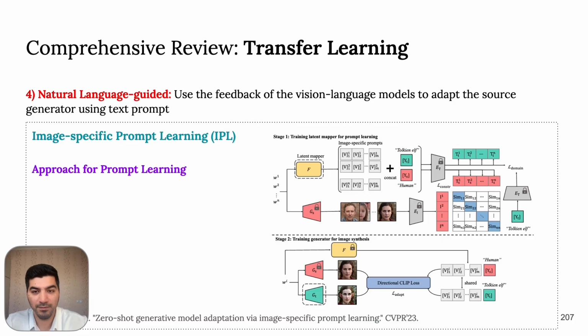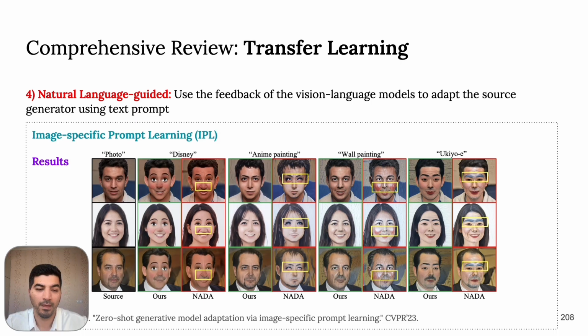These image-specific prompts are being added to the prompt we already have from the source or target domain. Then they use the CLIP embedding space to learn these prompts for each of the W latent codes. They pass the image and the corresponding prompt to the vision and text encoder of CLIP, and use a similar loss to the one used in the CLIP paper to learn these image-specific prompts. And these are some results from IPL.